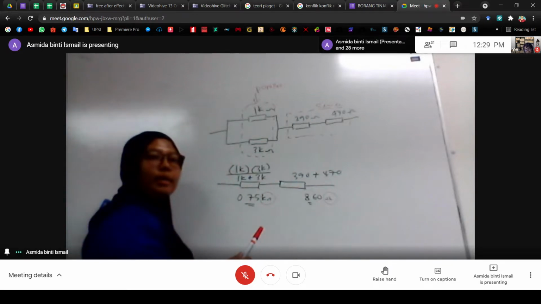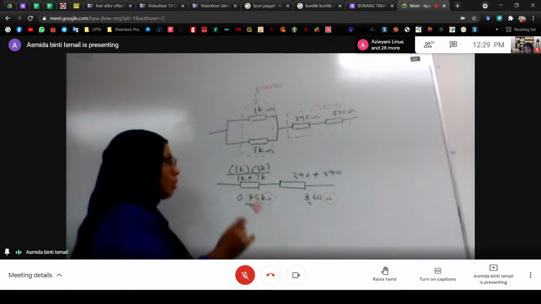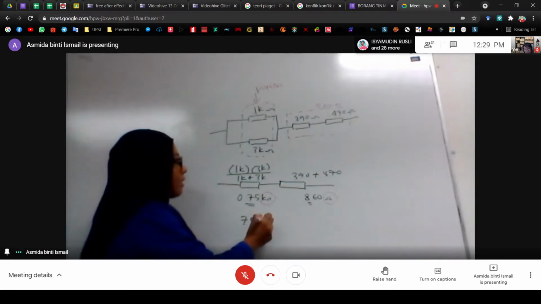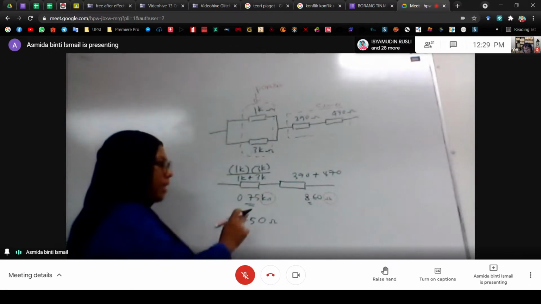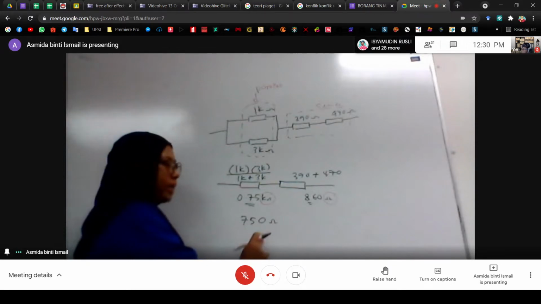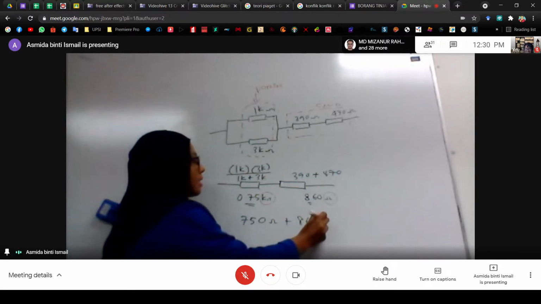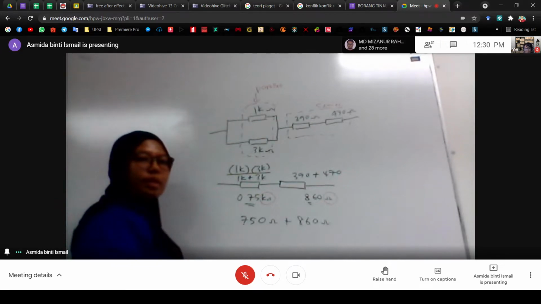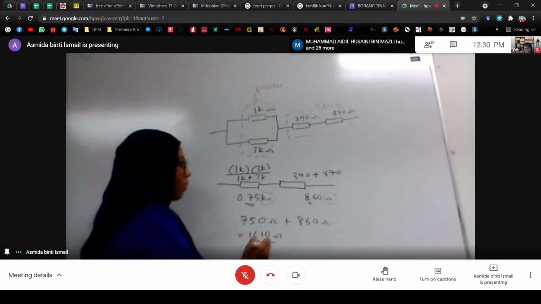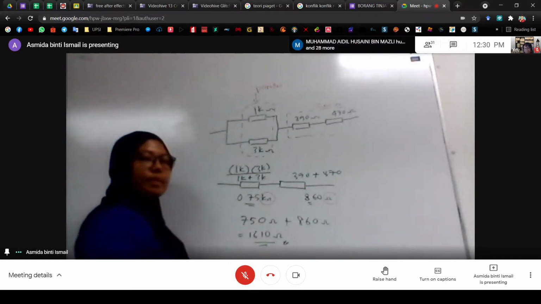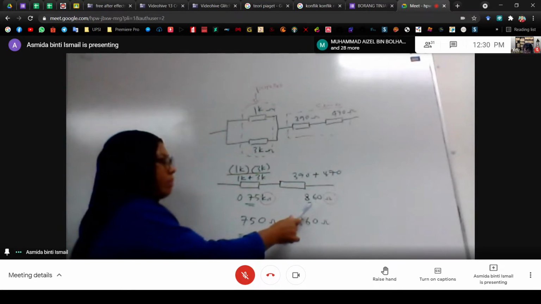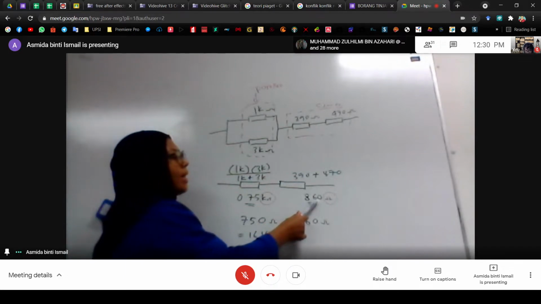Either one. Okay. So if you want to convert this to ohm, it becomes 750 ohm. Okay. 0.75 kilo ohm is 750 ohm. Plus 860. So you can get 1610. Or we convert this into kilo ohm. It becomes 0.86 kilo ohm.